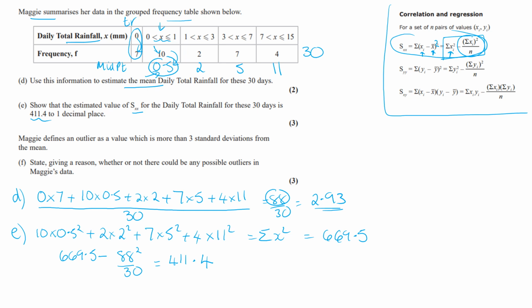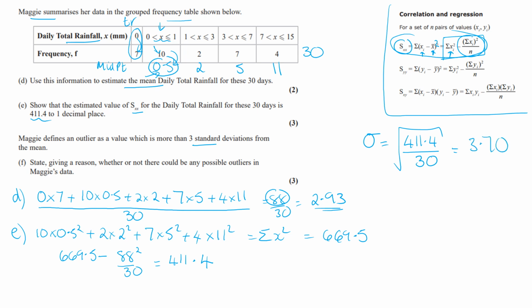Part F, Maggie defines an outlier as a value which is 3 standard deviations away from the mean. Well, the mean was our 2.93. How are we going to find our standard deviation? When you calculate the Sxx, that's the sum of the squares. So the standard deviation is the sum of the squares, the 411.4, divided by 30, finding the average of them, and then taking the square root. And if we do that on our calculator, that comes out to be 3.7.